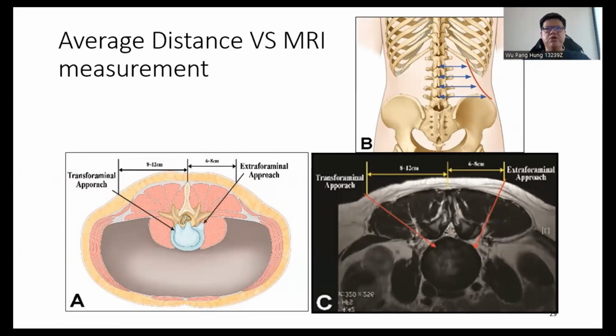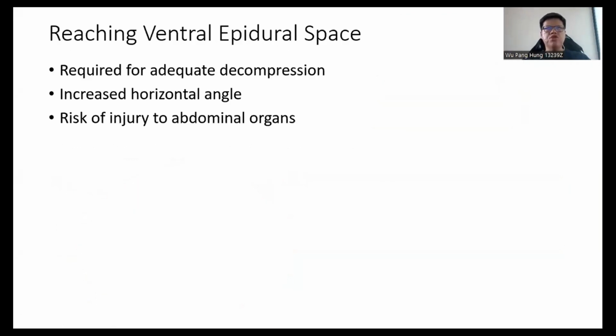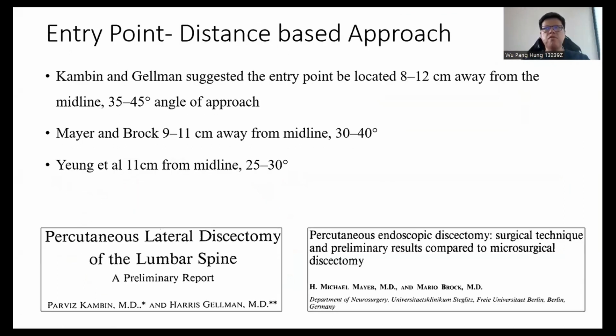You can use the average distance or use the MRI measurement to reach the ventral epidural space. In terms of the distance-based approach, Kambin and Gellman suggested the entry point to be located about 8 to 12 cm away from the midline at about a 35 to 45 degree angle. And generally, we accept about a 30 to 45 degree angle.